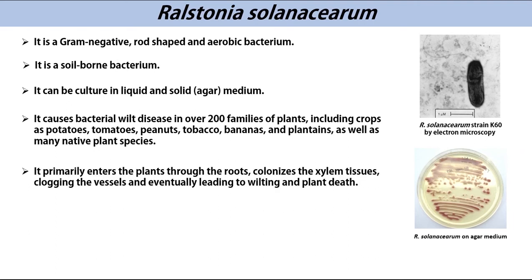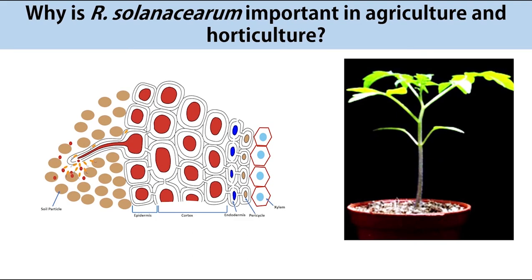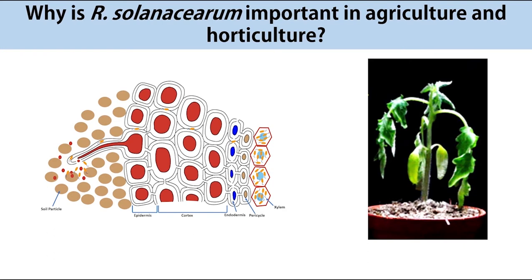It primarily enters the plants through the roots, colonizes the xylem tissues, clogging the vessels and eventually leading to wilting and plant death. It is destructive. This bacterium kills any host plant it infects. It invades and colonizes the host xylem tissues, leading to the obstruction of water transport, plant wilting and eventual death. And it has a wide host range which includes some very important crop plants.